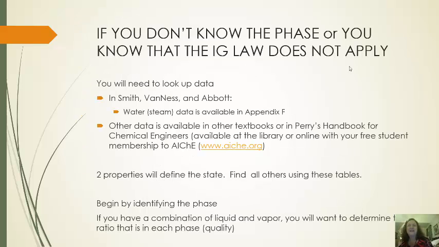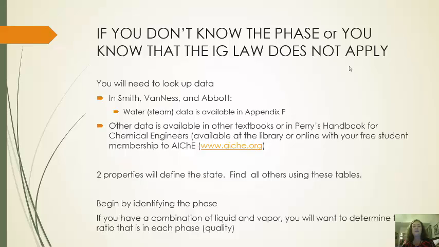So if it's not a gas, how am I going to get the properties? We're going to have to look up data. In the Smith, Van Ness, and Abbott book, there is water data available in Appendix F. That's really the only big data table they have. Within the course, I have provided a set of data for propane. Okay, it's just an Excel spreadsheet that summarizes that data. If you have other textbooks, you probably have a lot of other data available there.